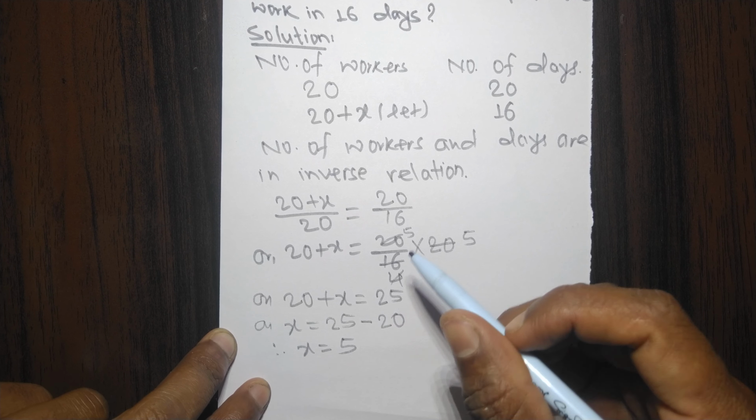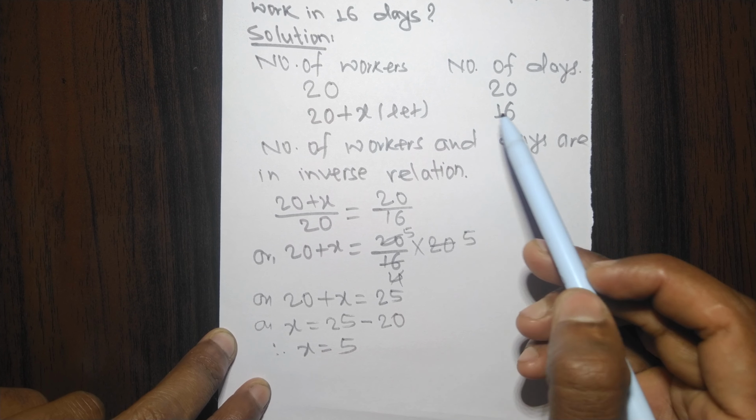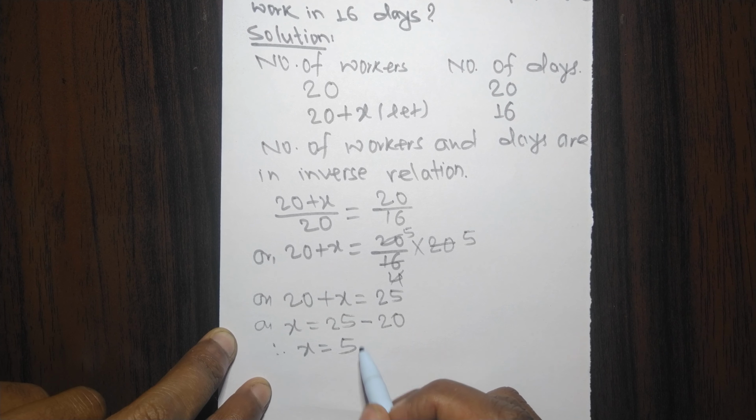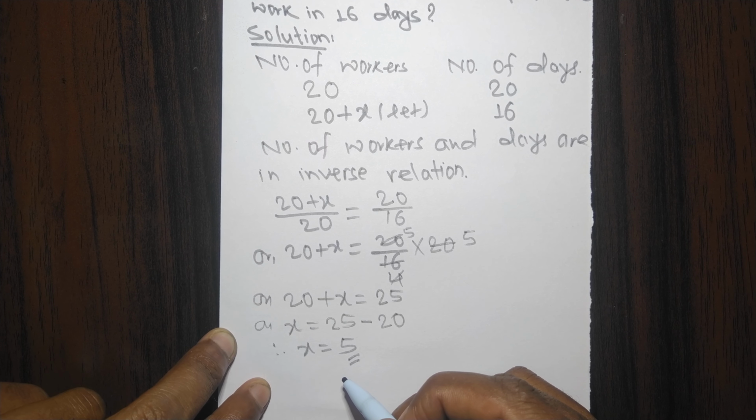So the number of men to be added to complete the work in 16 days is 5 men. So 5 men should be added.